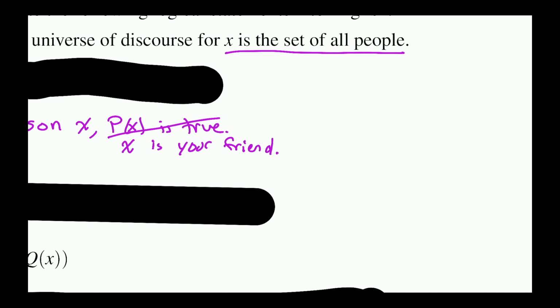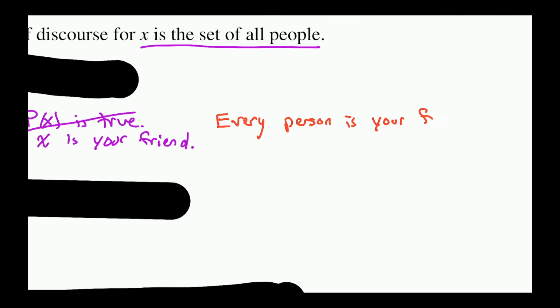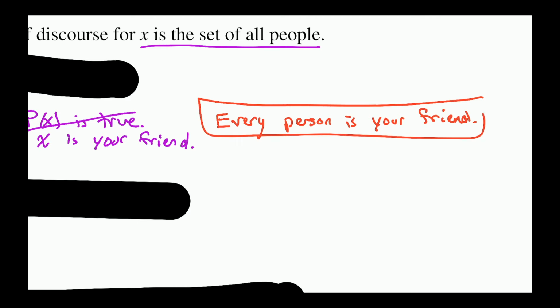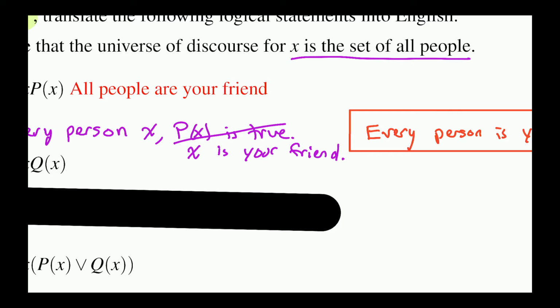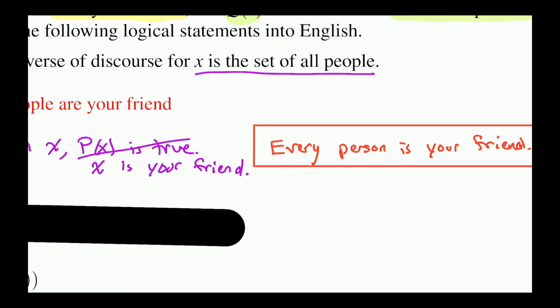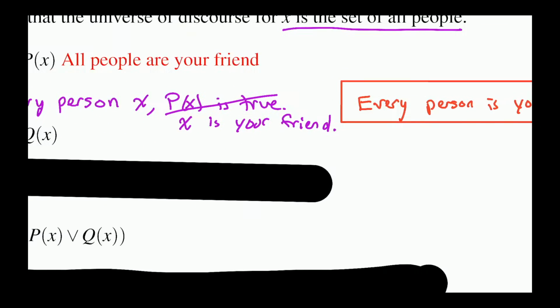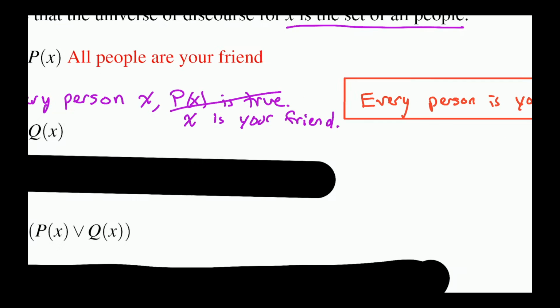So when you think about it, you can come up with the best answer as: everybody, or every person, however you want to say it, whatever sounds best, every person is your friend. That's how I would write it. Oh, all people are your friend. Every person is your friend. Close enough, right? The same meaning.